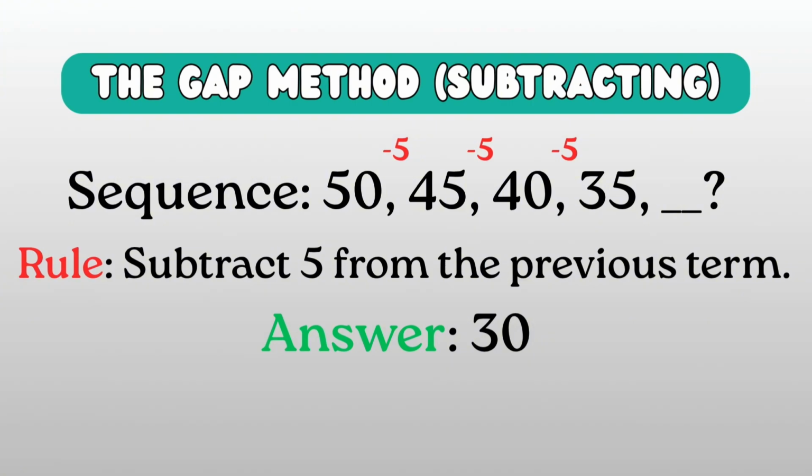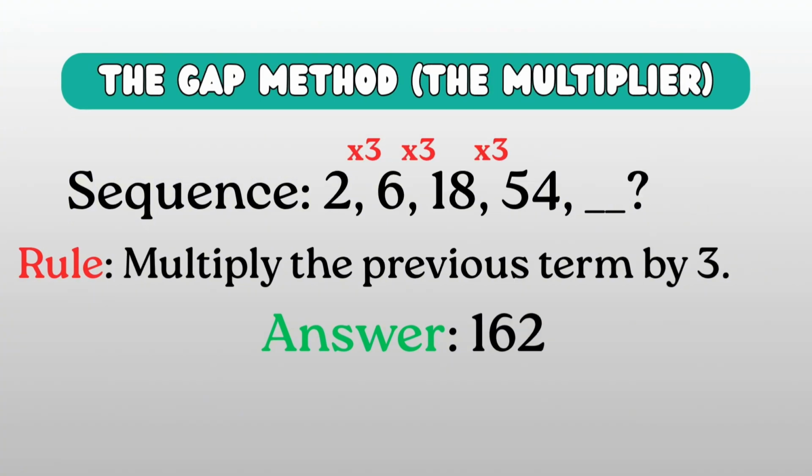Let's apply it to our very last number to find the missing piece of the puzzle. So, what is 35 minus 5? It is 30. Alright, let's look at example number 3.